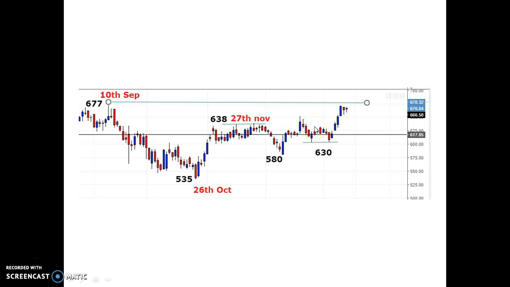Then we call the neckline. In the second phase, the price moves downward towards the support created earlier by the first peak, but it fails to break. It has not fallen. The recent low is 580 and the next low is 630 kind of.